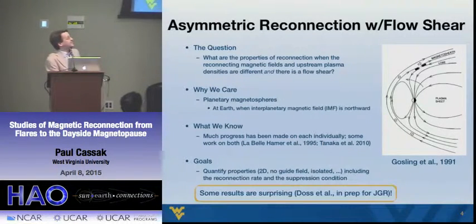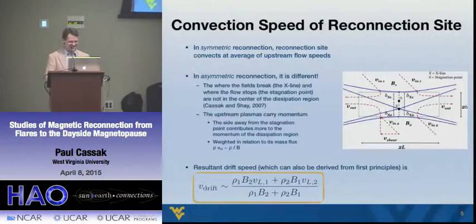The other thing that I mentioned is that the magnetic field strengths and the densities of the plasmas on the two sides are very different. There's been a number of studies on asymmetric reconnection, and there's been a number of studies on reconnection with the flow shear, but not too many studies of the two put together. So that's basically what this one is. We're really going to try to quantify theoretically and numerically how the reconnection acts when you have both of these effects. And some of the results, I would say, were surprising. At least I was surprised by them.